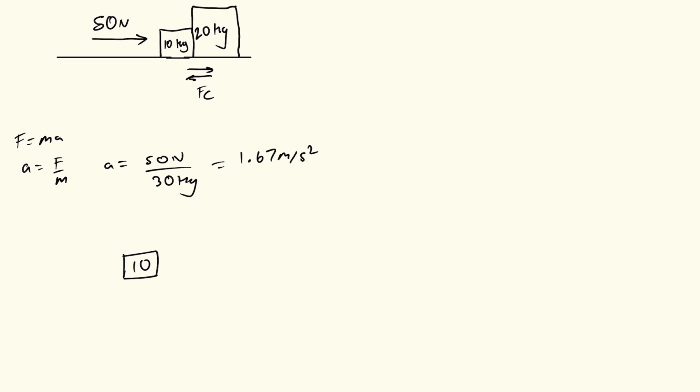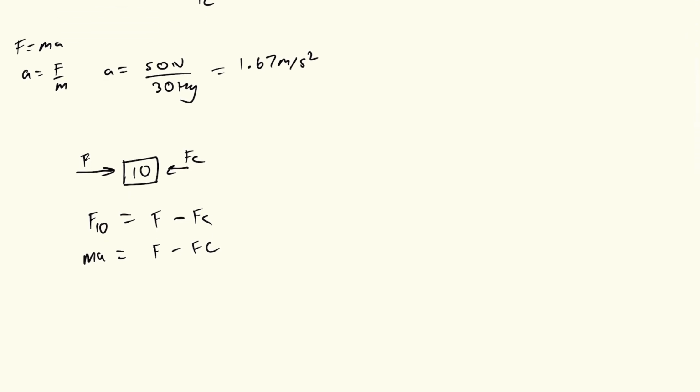For the 10 kilogram block, we have a force hitting it from the left, that being the 50 newtons, and then we have the contact force hitting it from the right. So let's write a net force diagram. The net force acting on the 10 is equal to F, since it's going to the right, minus FC. And net force is mass times acceleration, so MA is equal to F minus FC.